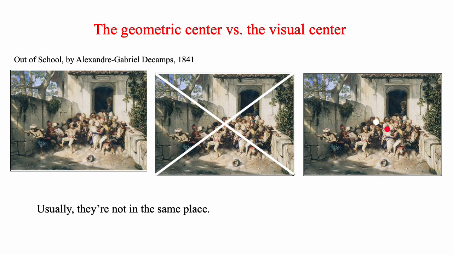Here's another example where the geometric center would be about here or over here. And I feel like the visual center is in the middle of the mass of children, maybe about here. So you could see that in this case, the visual center is below and to the right of the geometric center.